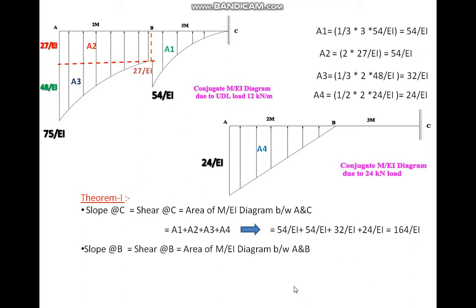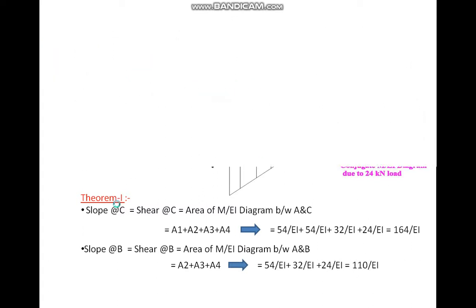The next is the slope at B. The same question: find the slope acting at B. This is the shear force at B, the area of the M by EI diagram between A and B. In between A and B there are only A2, A3 and A4. You already know these area values, so you get 110 by EI. This is theorem number 1.